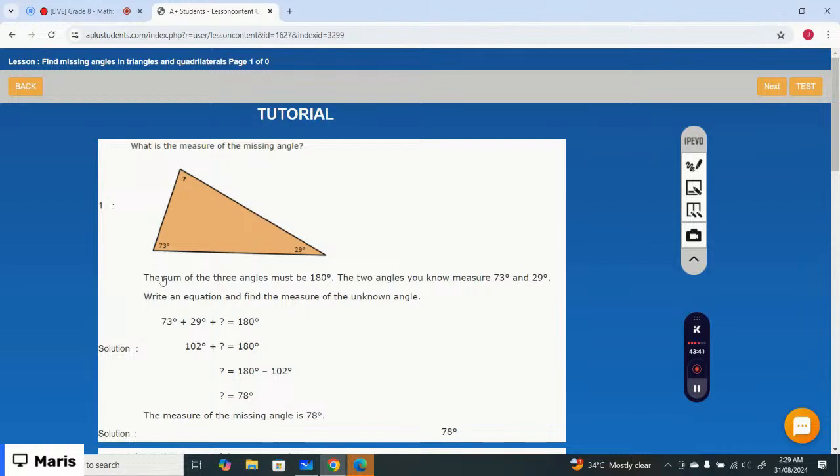So what is the measure of the missing angle? You have two of the angles given and the third one is missing, right? When we're working on the triangle, we know that the sum of all three angles must equal 180 degrees, right? So add the given angles and subtract from the other side. Just add 73 plus 29, that is 102. Subtract 102 from 180, so 180 minus 102 is 70.